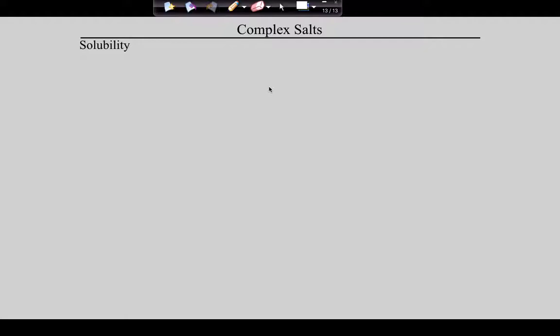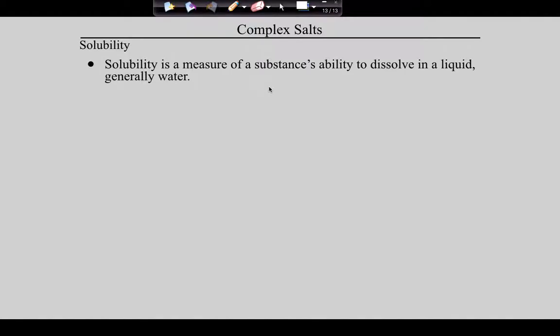So how do we know? How do we know which salts do and which salts don't dissolve in water? Well, here's the idea. When we talk about solubility, we're talking about a measure of a substance's ability to dissolve in a liquid, typically water. So, a new term that you need to know for the lab, it's the term precipitate. If you have a salt that does not dissolve in water, we give it a different name. We call it a precipitate.